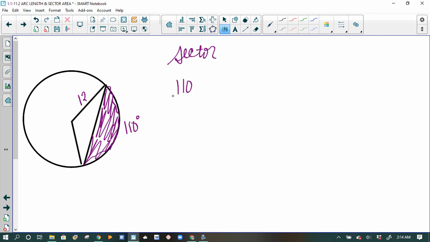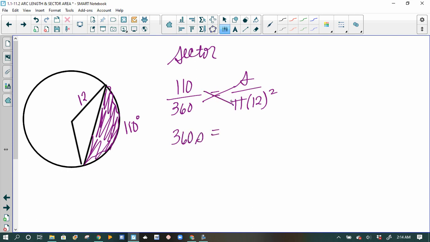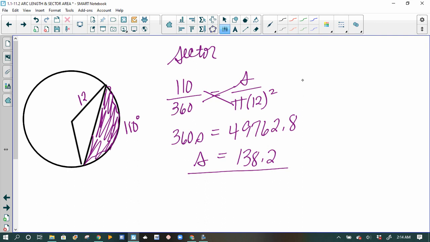So 110 over 360 is equal to the sector over pi r squared. Cross multiply. 110 times 144 pi. 49762.8, divide by 360. So 138.2. So the whole thing is 138.2.